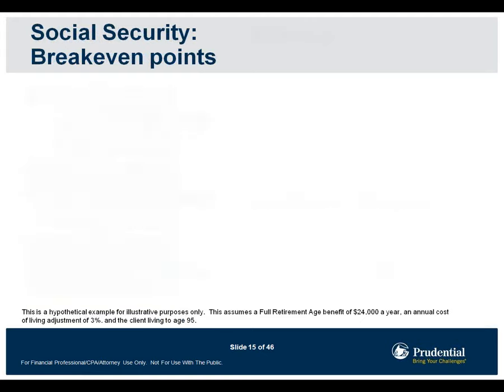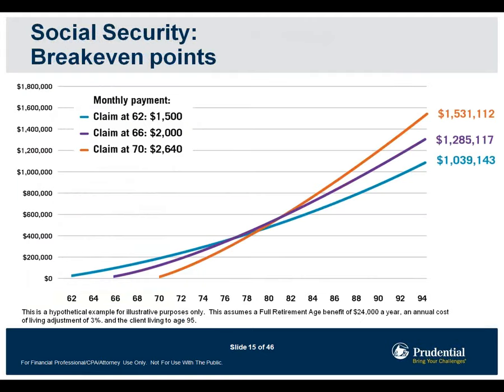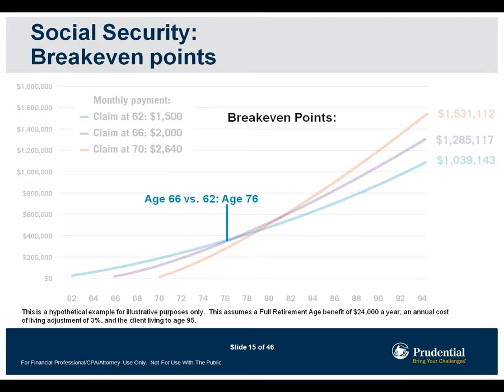Now, another question I get is, what's the break-even point? How long do I have to live before I start receiving more from Social Security by waiting to take those benefits? And the answer is, if I take benefits at age 66, assuming that's my full retirement age, as opposed to age 62, as long as I live past age 76, I'm going to receive more from Social Security by waiting those 4 years, and every year I live past age 76, the more I'll receive. If I take benefits at age 70, as opposed to age 62, the break-even year is age 79. And if I take benefits at age 70 as opposed to 66, the break-even year is age 81.